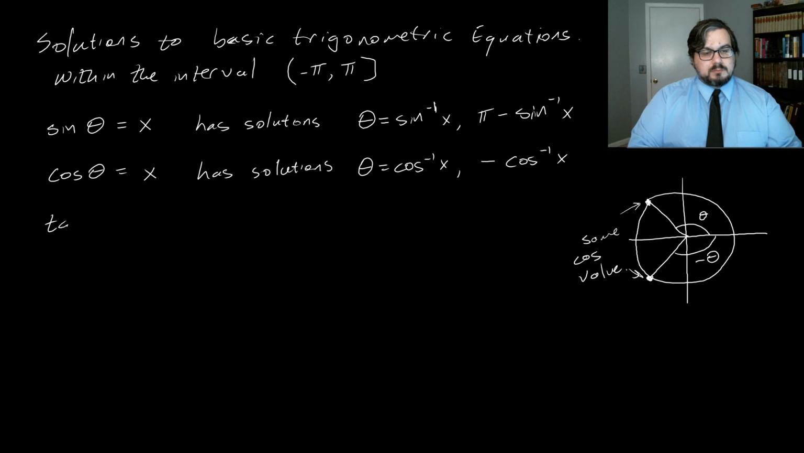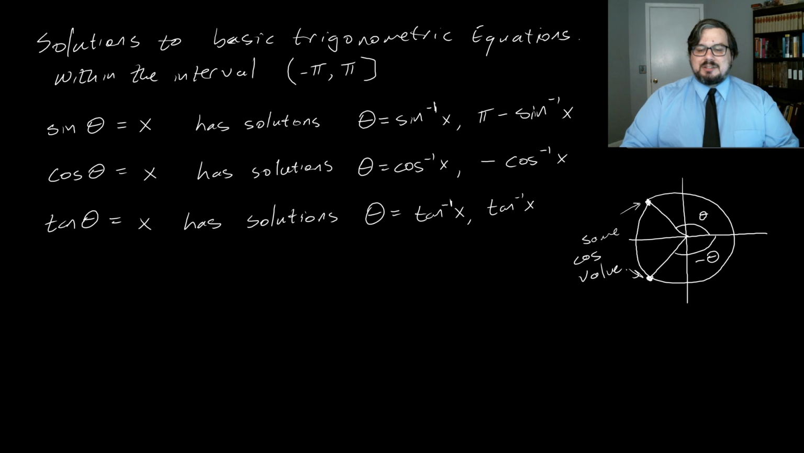And then tan theta equals x has solutions. Theta equals inverse tangent of x, and then inverse tangent of x plus or minus pi. Here we've got to be a little bit flexible. If you add or subtract pi to your inverse tangent, then you'll get another solution to the equation, and whether you add or subtract pi in order to get something within the interval from negative pi to pi just depends on whether the original inverse tangent was positive or negative. Of course, once you have solutions within the interval from negative pi to pi, you can find lots of other solutions within other intervals as well.